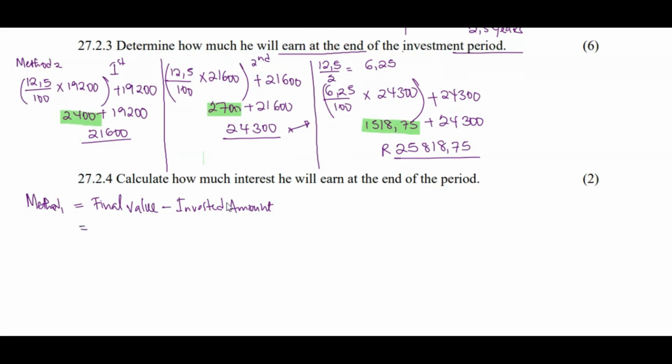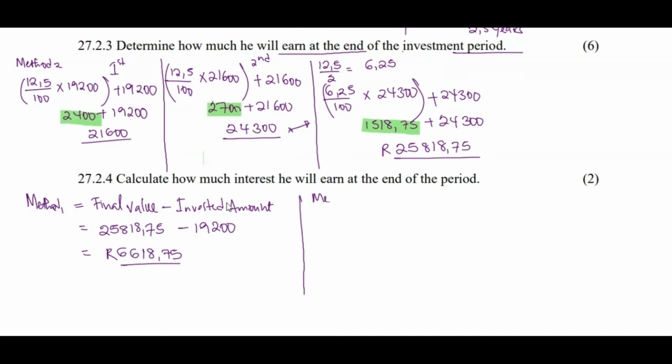And the final amount that we got was 25,818.75 minus 19,200, which is 6,618 rands and 75 cents.